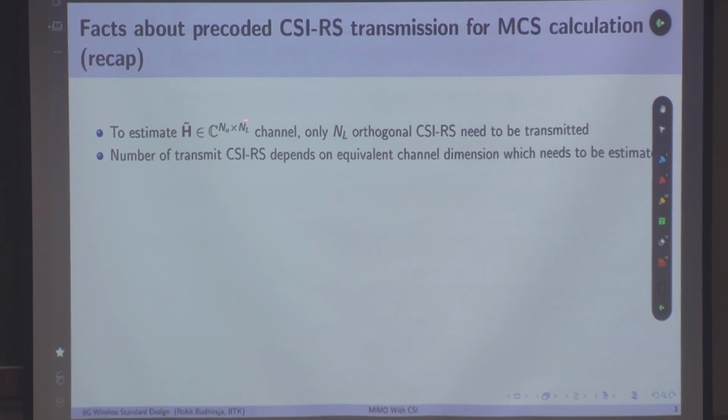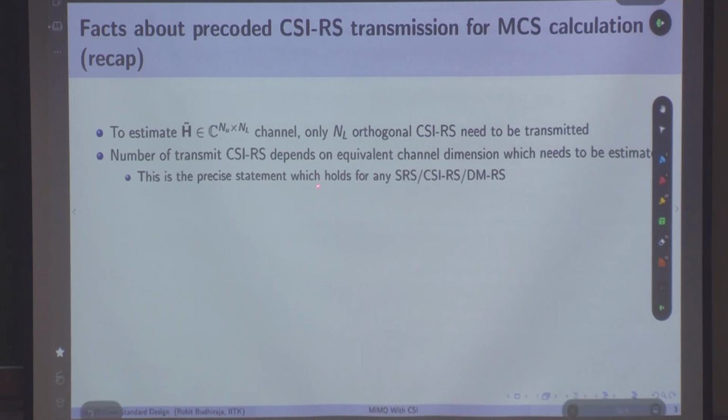To make it very precise, how many DMRS or CSIRS do we need? The number of transmit CSIRS depends on the equivalent channel dimension which needs to be estimated. This is basically the channel dimension, and we know what it is: this is the number of receive antennas, and this is the equivalent channel dimension on the transmit side. So the number of CSIRS is independent of the number of receive antennas. It depends only on this.